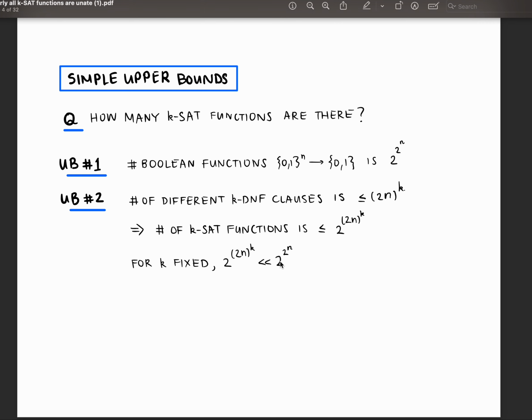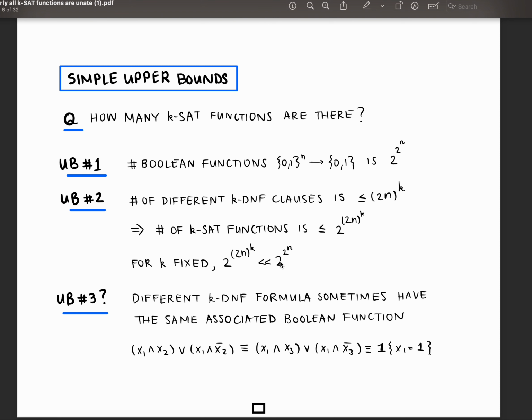One simple upper bound we can give is based on the number of KDNF clauses. There are 2n different literals, and we have to choose k of them. If we imagine we don't even require them to be distinct, there's at most 2n to the k different clauses, and each formula is determined by specifying some subcollection of these. So the number of KSAT functions is certainly at most 2 to the 2n to the k, and this is not exactly a tight upper bound, but this is much, much smaller already than our first upper bound.